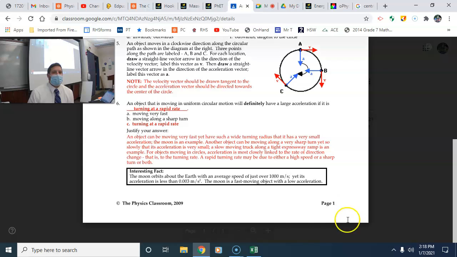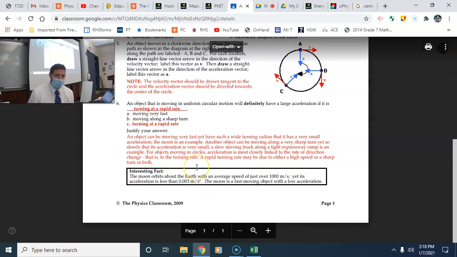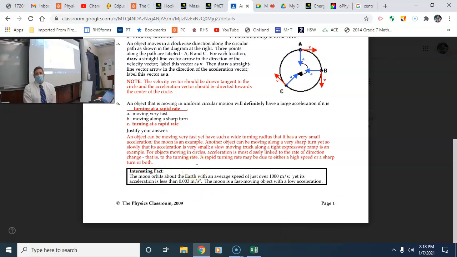And based on that, it's not a question, but it put a fact down here. The moon orbits the Earth, so the moon pretty much goes in a circle around the Earth, or close to a circular path around the Earth. And it says here that the moon orbits the Earth with an average speed of just over 1,000 meters per second. That's really fast, right?